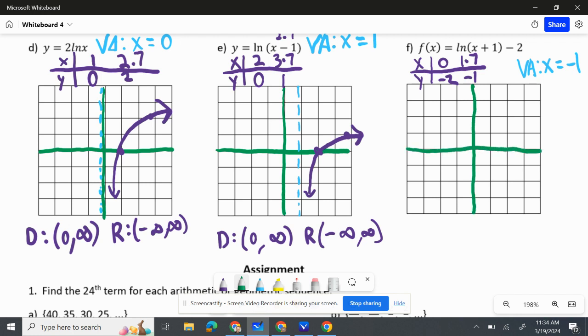So we have our vertical asymptote at -1. And when we plot our points, we have 0, -2. We have 1.7 and -1. And that right there would be our graph. When we're looking at our domain, what we have is -1 to infinity. And when we're looking at our range, it's -infinity to infinity.